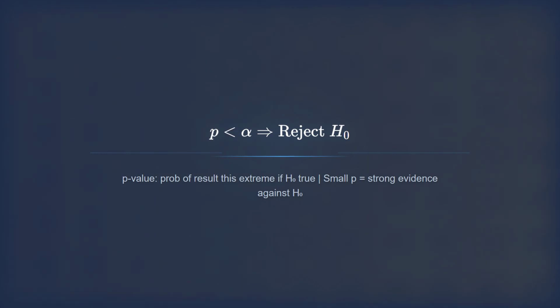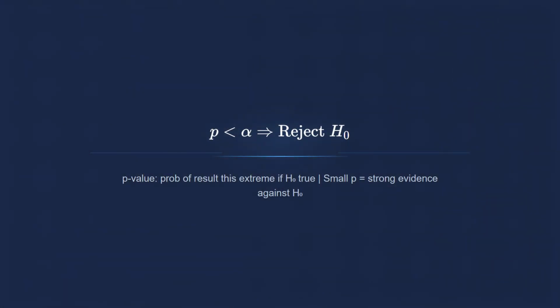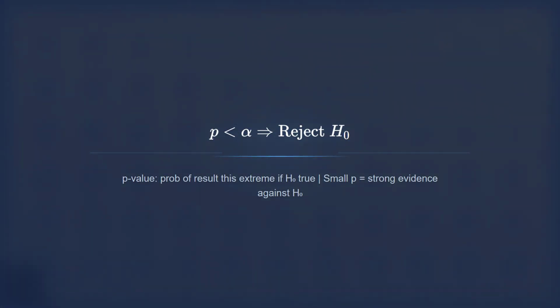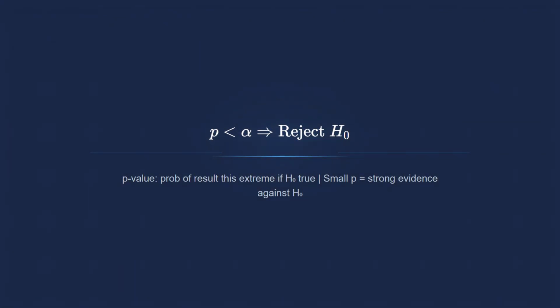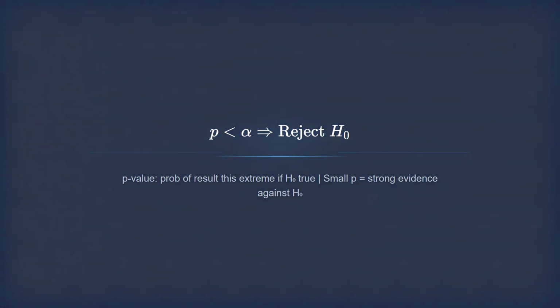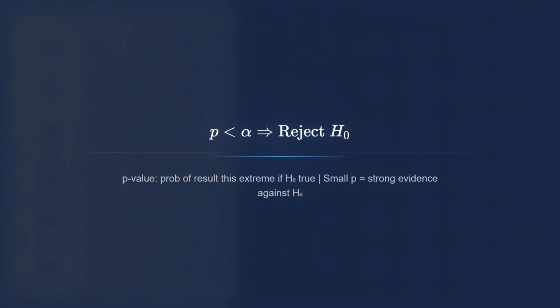Small p-value means strong evidence against H0. Large p-value means insufficient evidence to reject. Think of the p-value as how surprising your result would be if H0 were true. The more surprising, the smaller the p-value.